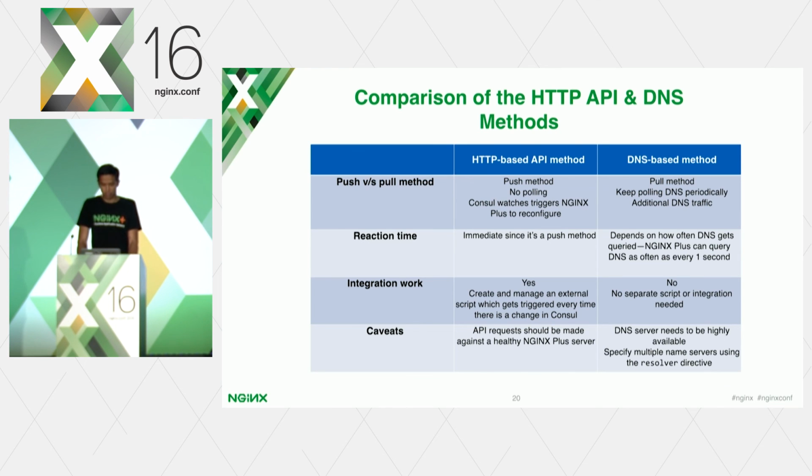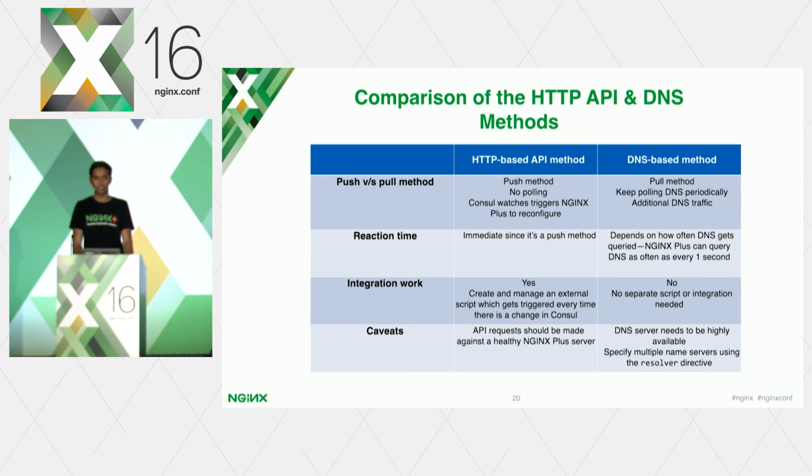With the integration work, the API method requires an external script, which needs to be managed, whereas with the DNS-based method, there is no need of managing an external script or no modification in the config file either. So that's a benefit to the DNS-based method. A couple of caveats. With the API, the request should be made against a healthy NGINX Plus server. If that script is issuing APIs to an NGINX Plus server which is down, it will not make any changes. So that's a thing to remember.